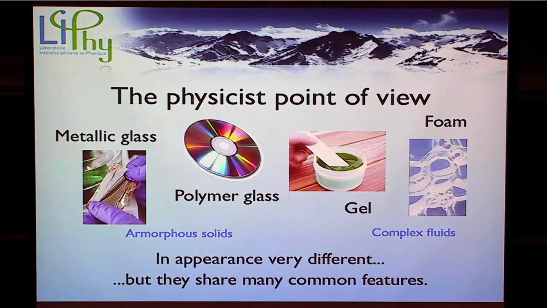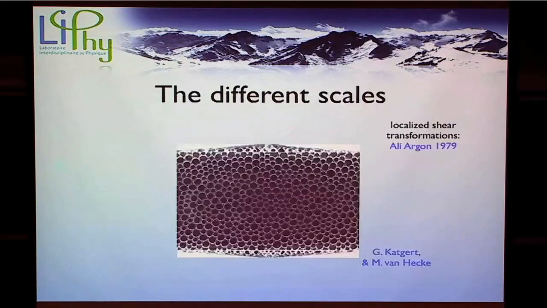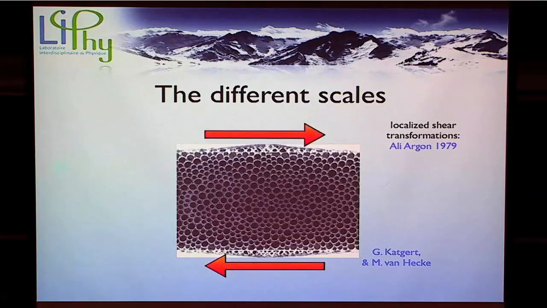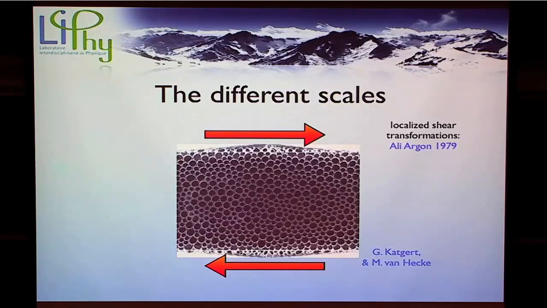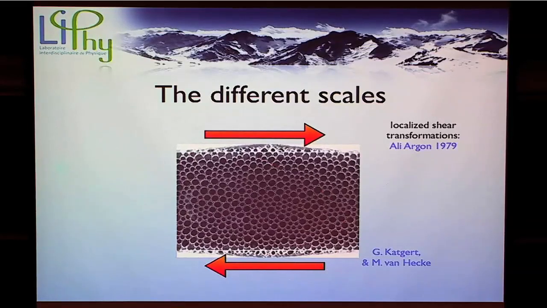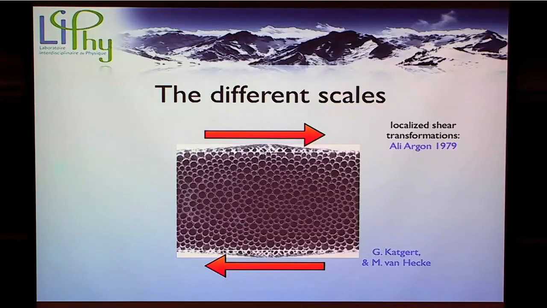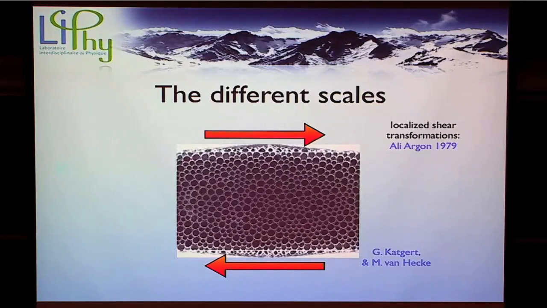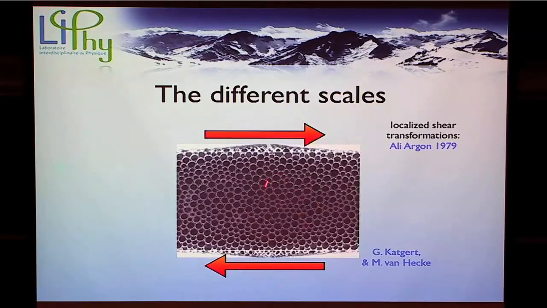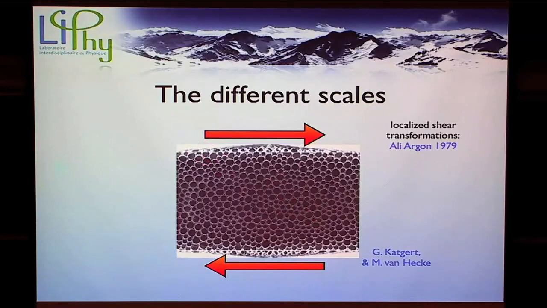So what are the common features of these materials? They are disordered on the level of particles. And when you shear them, they behave solid-like underneath a critical force, and above a critical force, they start to flow. So there's this yielding transition. All of these materials have in common that when you force them, their response is very heterogeneous, so you will have some local rearrangements that occur.